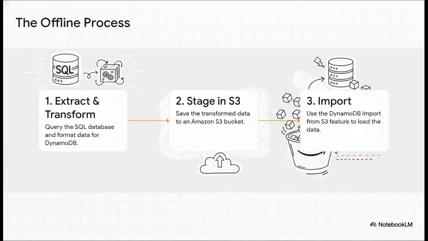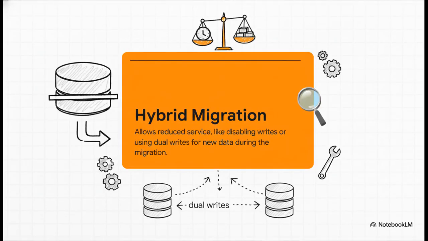You just run a job to pull the data from your old database, transform it into the right format for DynamoDB, and dump it into an S3 bucket. From there, you just hit a button to trigger the DynamoDB import feature, and AWS handles the whole bulk load. Simple and really effective. But what if you can't afford a full outage?